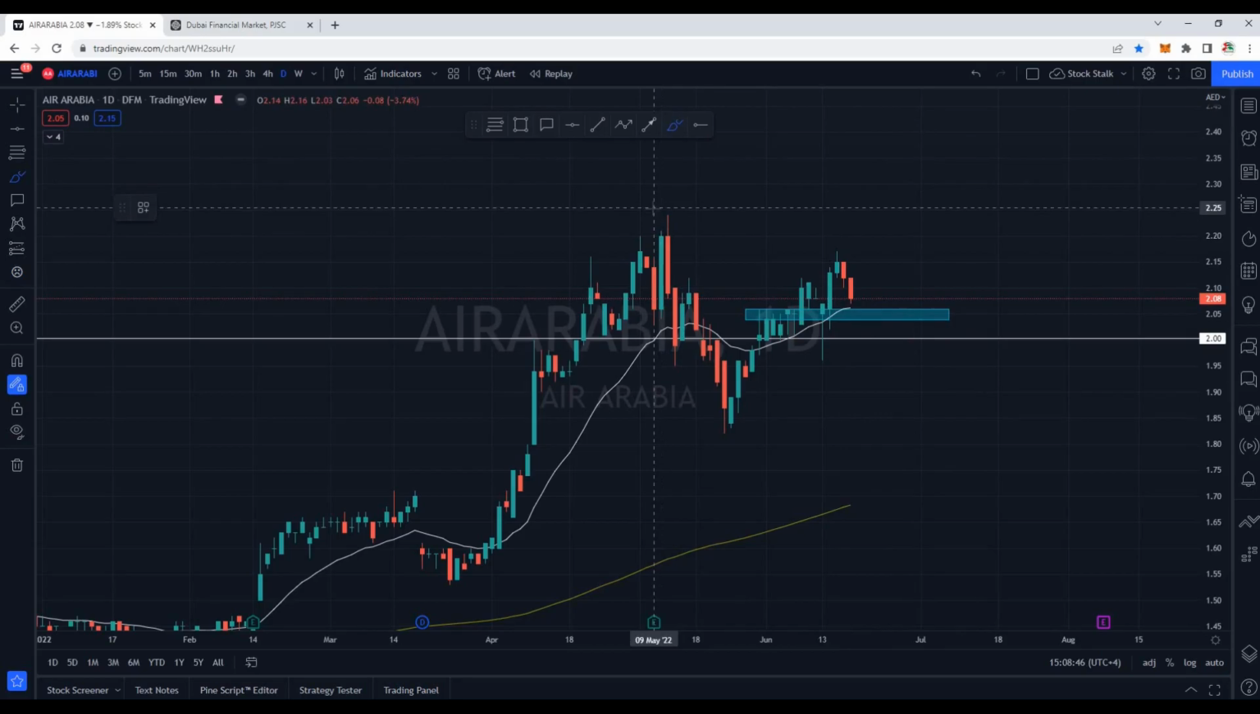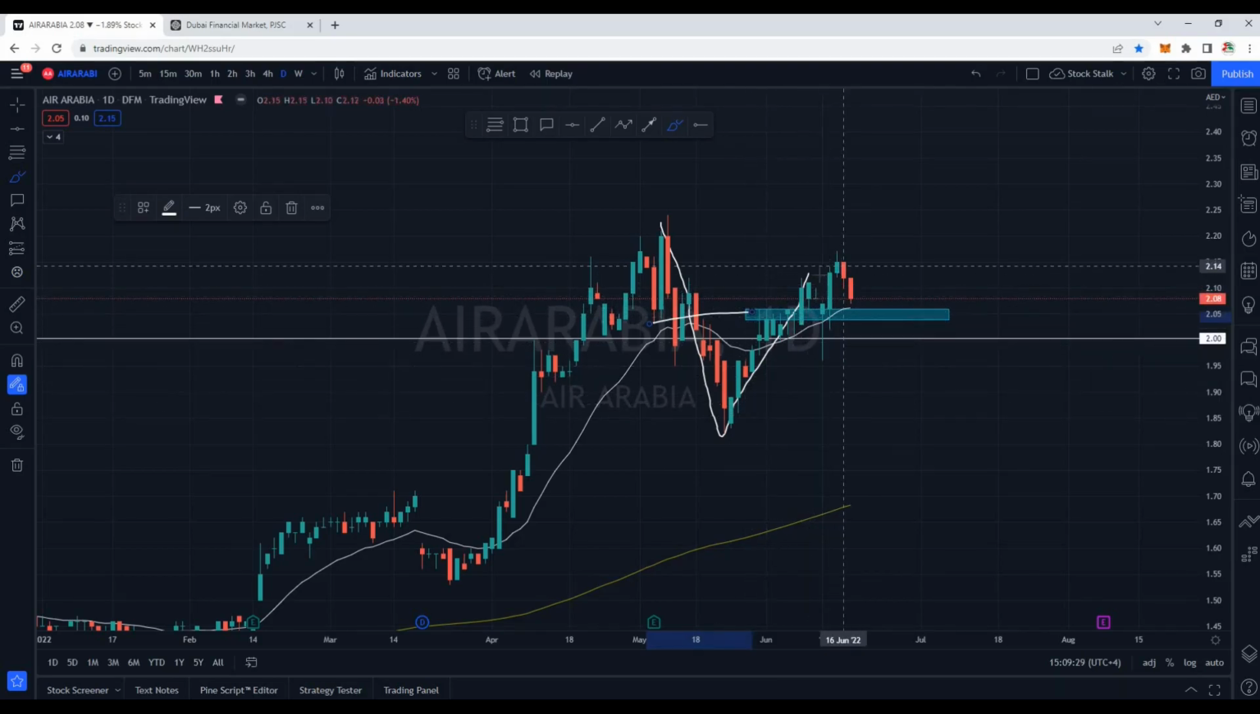Air Arabia, we can see very good price action. Right here we can see a deep drop, but then it recovered more than 50% of this drop. This indicates bulls are still active and buyers are stepping in as there is good demand for this stock. We can see this white line that is the 20-day moving average. As of now, it's just approaching this 20-day moving average to take as a support potentially.